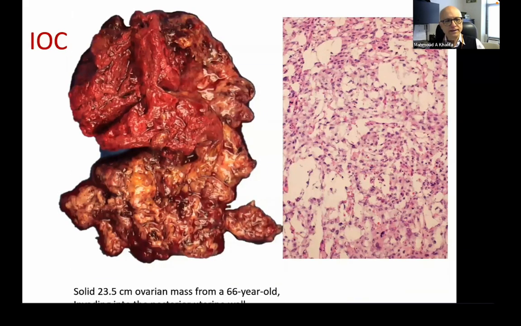What about this one? This was a solid 23.5 centimeter ovarian mass from a 66-year-old. And when I received this, actually, as I was preparing this talk about a month ago, I received this frozen section. I said, this frozen section has to be in the talk because it is unbelievable. I called the surgeon about the mass. I said, what is going on? What is this? She gave me this bulk of ugliness, something necrotic. I don't know what's going on.